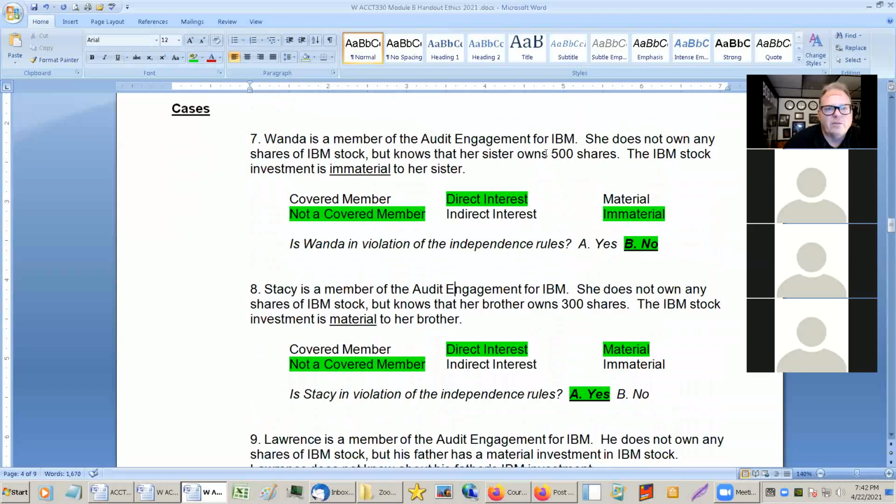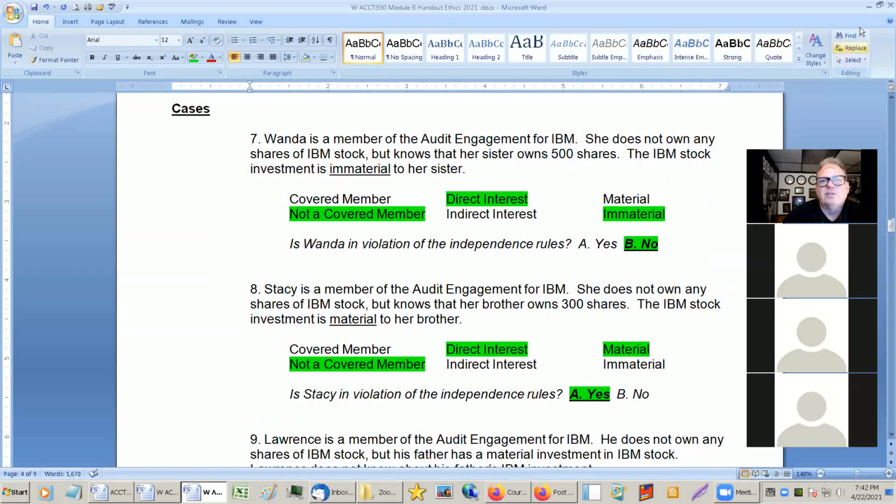And notice that 500 shares wasn't material. It really depends on their financial situation, how they're doing financially, as to whether it's material or not. So you can't just say, oh, it's 100 shares or whatever. It depends on the person.